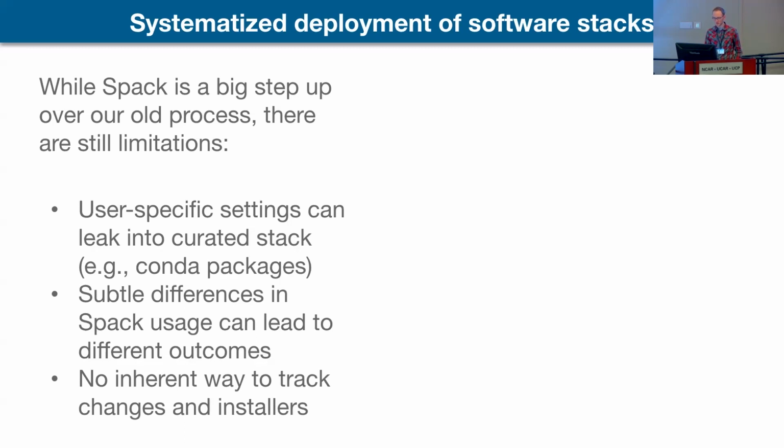And subtle differences in Spack usage can lead to different outcomes in the concretization of a package. You can get a different hash, and then Spack considers it an entirely different package and might concretize your entire software stack differently. There's also no really inherent way to track changes in installs, and I mean that from the software stack perspective. When you install something new in Spack, it doesn't quite have the nice history summary that a Conda meta file has. But you can obviously track that yourself, and that's what we do.